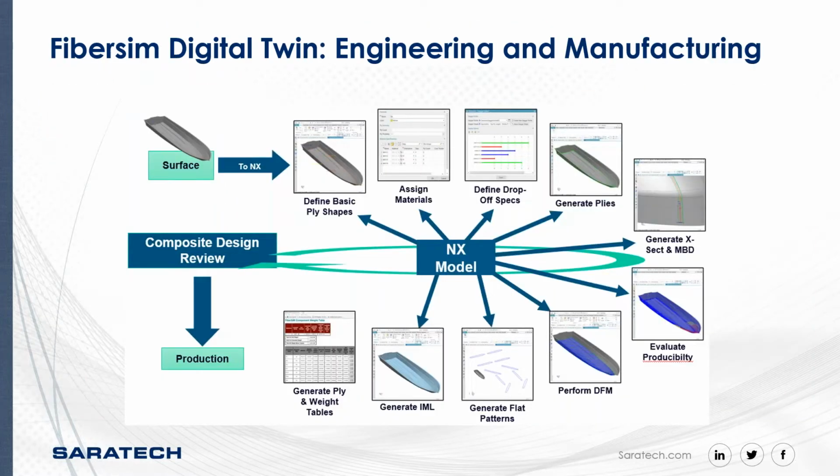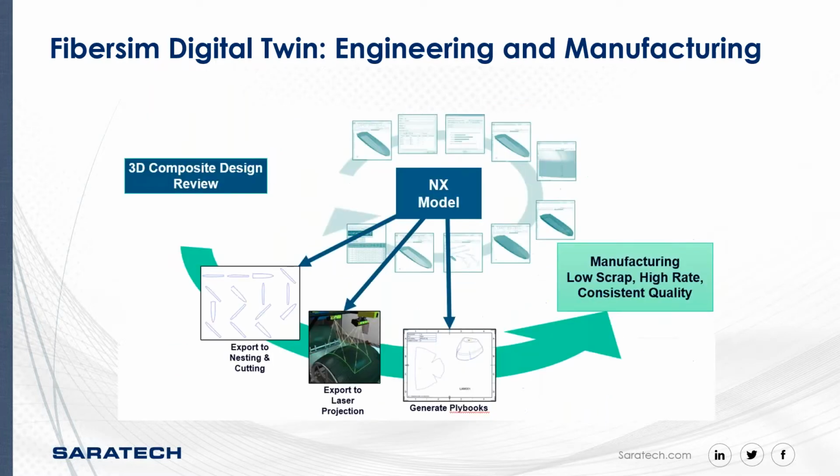And the way that looks when you use Fibersim with the digital twin on the engineering side is on the top left there, you take a surface that you want to construct using composite materials. You basically walk it through the entire engineering process. You can define all the shapes, use different material types, define your drop-offs and your offsets and your through layer thickness characteristics, generate all your shapes, validate the design using cross-sections, design stations. You can then do your manufacturability assessment, which we call producibility. You can then generate all of your outputs for flat patterns and weights and ply tables and drawings, and then you can take it into production.